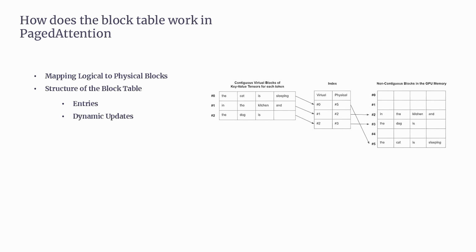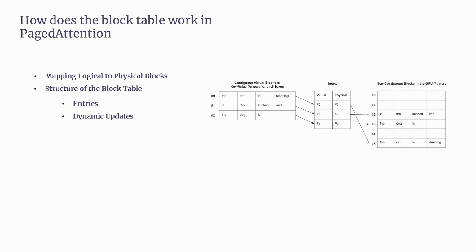2. Dynamic updates. As new tokens are processed during inference, the block table is updated dynamically. For example, if a new token can fit into an already partially filled logical block, the table updates to reflect this change by increasing the count of filled positions. If the logical block is full, new tokens will trigger the allocation of additional physical blocks.